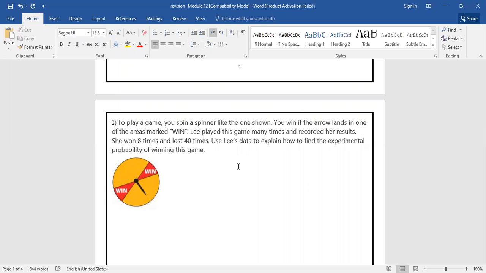No. Okay. So in this question, it says that to play a game, you spin a spinner like the one shown. So here you have a spinner in front of you, and we have two sections written on it, win, right? You win if the arrow lands in one of the areas marked win.